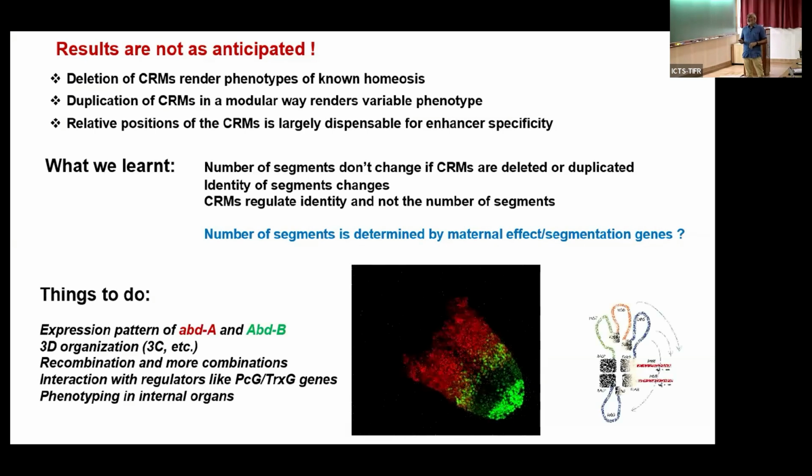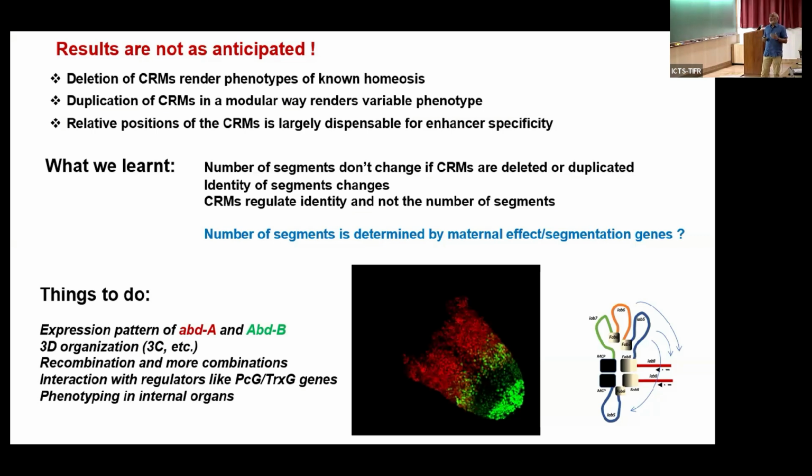So you tag ABDA and ABDB and follow them in vivo in the context of these mutations that we have generated. This is just to show you that we now have tagged flies and we can do in vivo imaging and watch them. They are differently in situ tagged. We are also now doing 3D organization analysis to ask which part is interacting with the promoter of ABDB or something different.